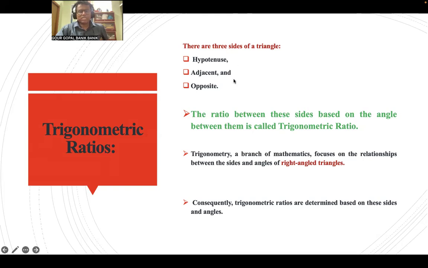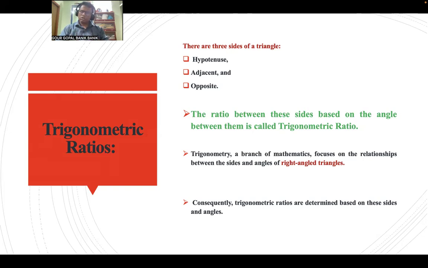These 3 sides, please remember, you should always get in a right angle triangle. All the formulas of trigonometry are based on these 3 sides. You have to find a ratio, so hypotenuse divided by adjacent, or opposite divided by hypotenuse. That way you can find a lot of ratios, altogether 6 ratios. These ratios are named, and I'll be showing you. Everything is concentrated on the right angle triangle. There are 3 angles and 3 sides.